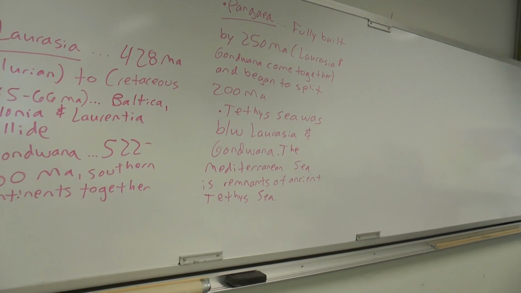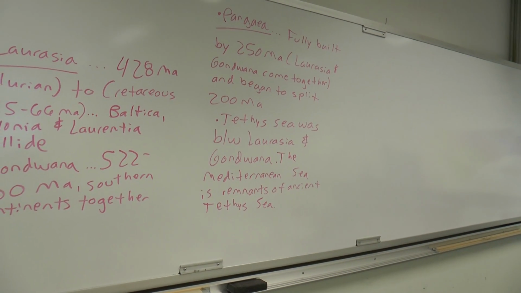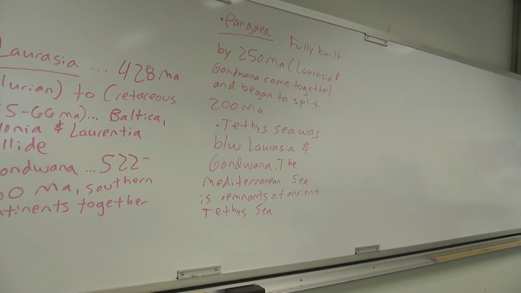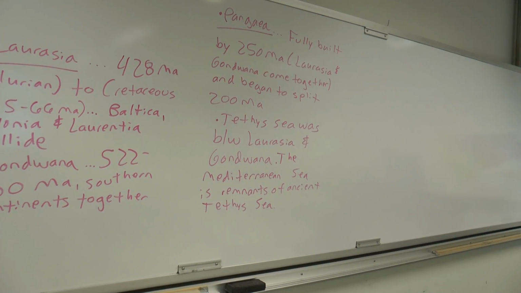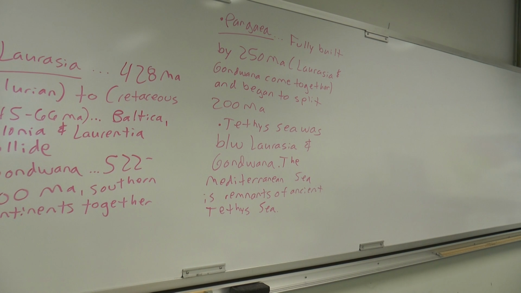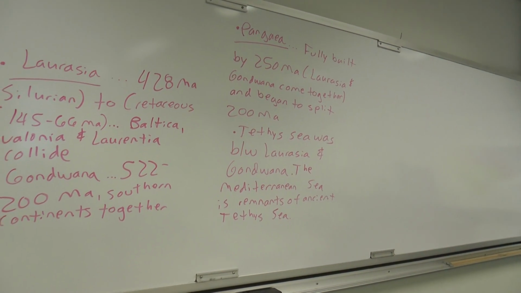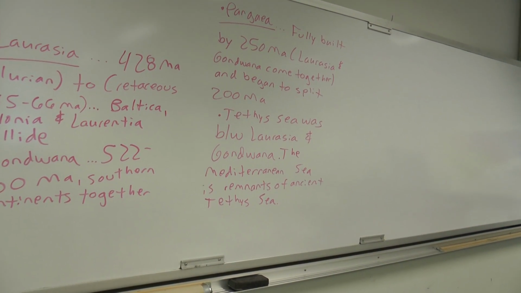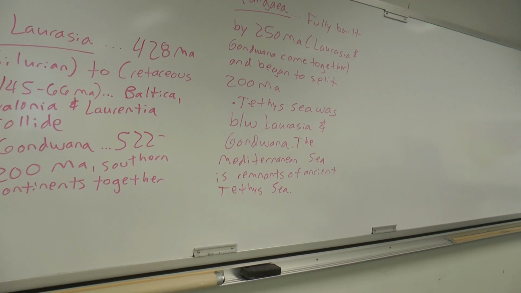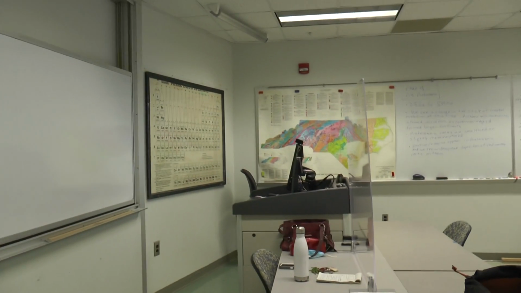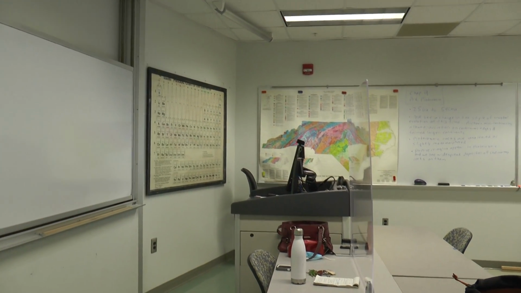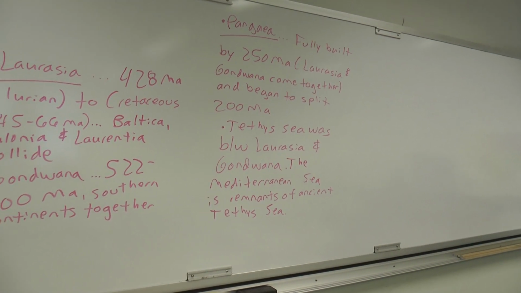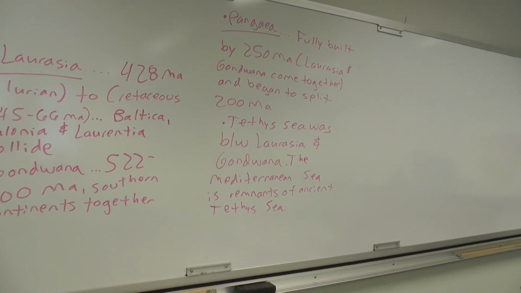Now, sometimes geologists like to discuss something called the Tethys Sea. So the Tethys Sea was this decent-sized sea that was stuck between Laurasia and Gondwana. And as Laurasia and Gondwana came together, we lost a good bit of the Tethys Sea. But there's a small portion of it that's left. And today it is known as the Mediterranean Sea. It's over there between Africa and Eurasia. So the Mediterranean Sea is the remnants of the ancient Tethys Sea.